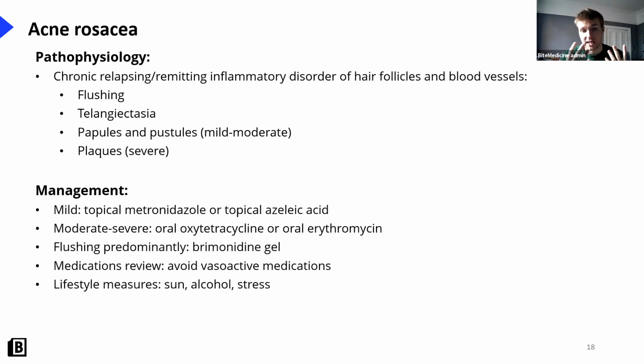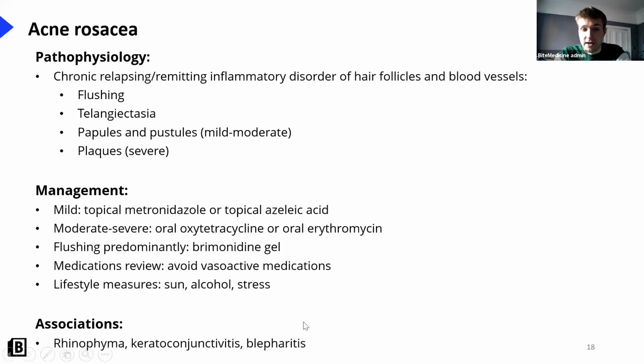The classic precipitants of acne rosacea tend to be alcohol and stress. So in the stem of the question, the patient might have a stressful trigger, or have just come back from holiday with a flare-up.